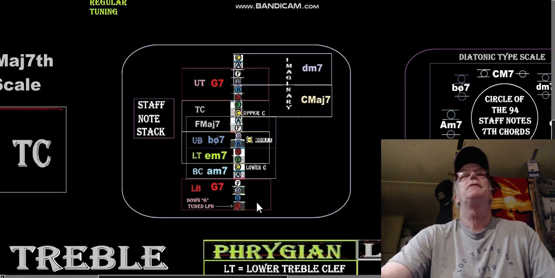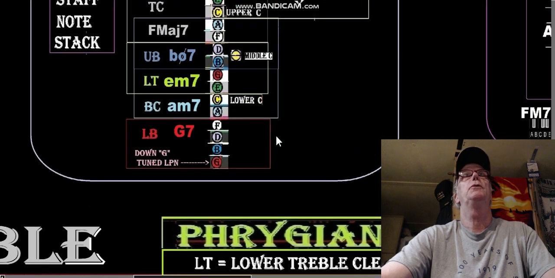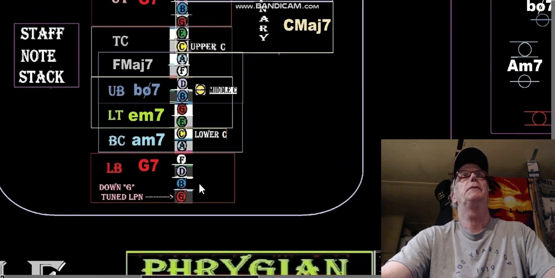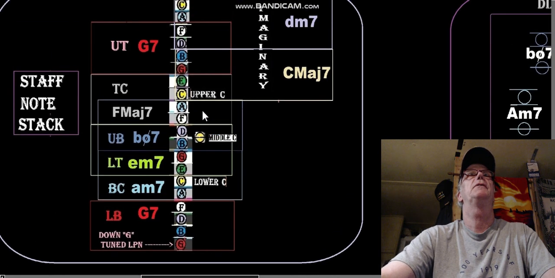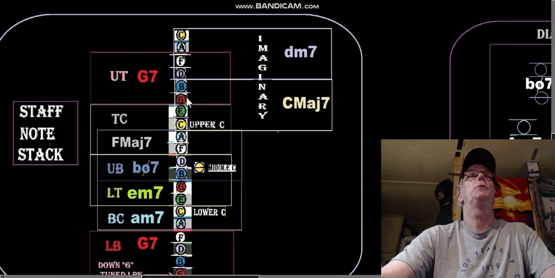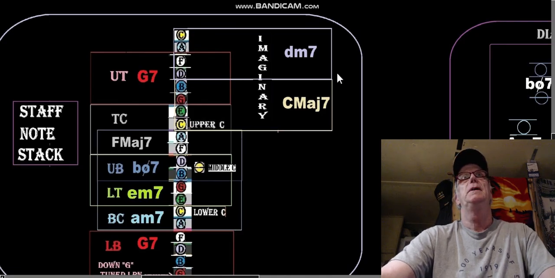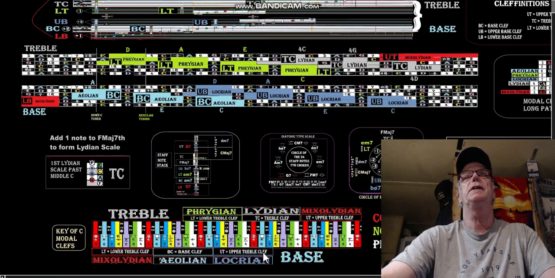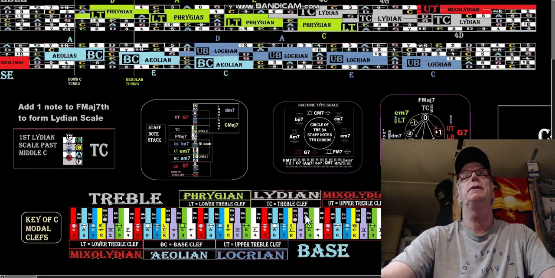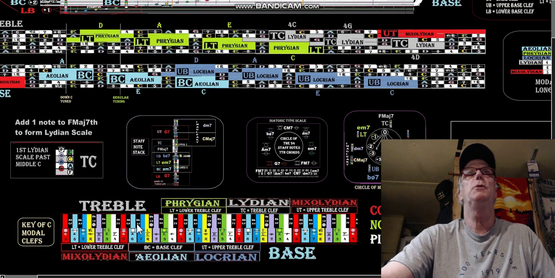The modal clefs, again, are modal chords. So we have a G7 there, we have an A7 right here, we have an E7 there, we have a B half diminished 7, we have an F major 7th for the treble clef, and the upper treble we have another G7. It's just divided up a little more clearly in this, and I also show it with the piano keyboard here.